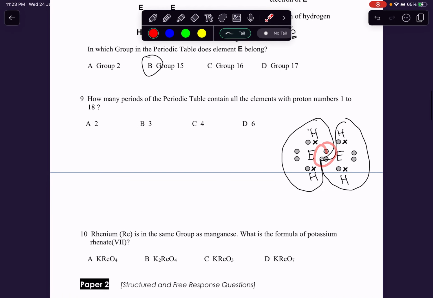Question 9. How many periods of the periodic table contain all the elements with protons 1 to 18? If you go and count properly in the periodic table, answer is 3. Proton 1 to 2 is period 1, because it's hydrogen and helium. Period 2 is 3 to 18. Okay, 3 is... hold on.